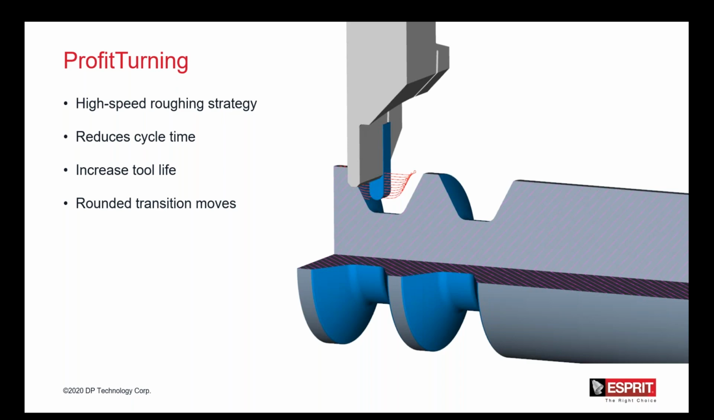I'm going to discuss with you guys the advantages of profit turning and the fundamentals behind it today. As you can see on the screen here, profit turning is our high-speed roughing strategy, and these are some of the benefits that come from it: reduced cycle time, increased tool life, and the rounded transition moves are another added benefit. A lot of the benefits from profit milling are similar to profit turning here.